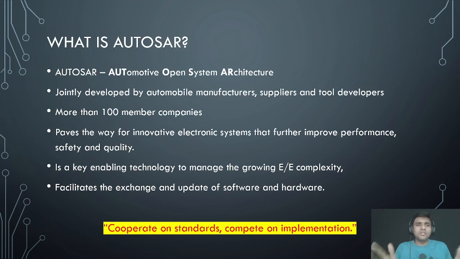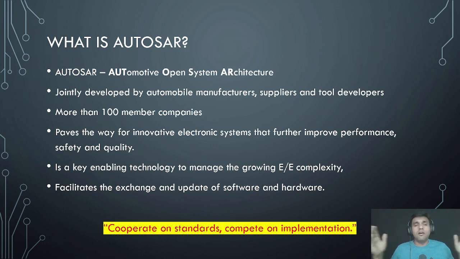Now, what is AUTOSAR? So AUTOSAR is an acronym which stands for Automotive Open System Architecture. It's jointly developed by automobile manufacturers, suppliers, and tool developers. There are more than 100 member companies. If you want to know the details, just visit www.autosar.org. All the details are available on that website. It paves the way for more innovative and complex electronic systems for better performance, safety, and quality. It's a key enabling technology to manage the growing complexity, and facilitates the exchange and update of software and hardware, which we are going to discuss in a while.